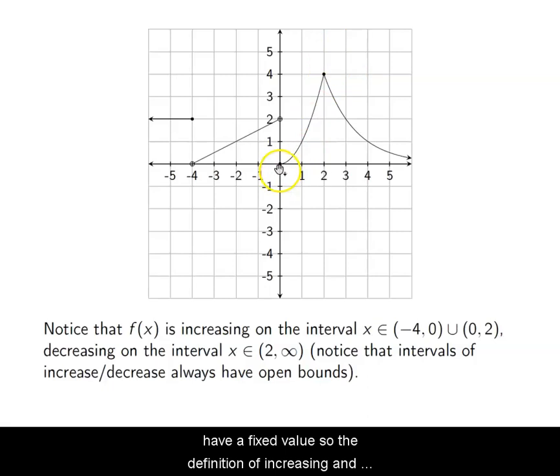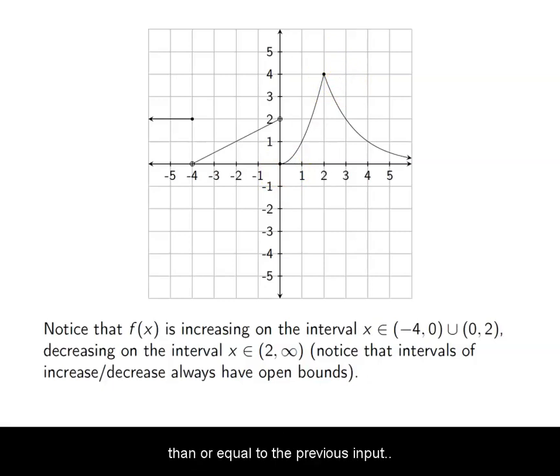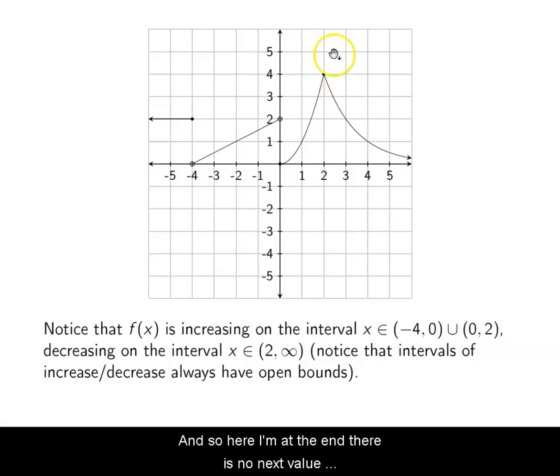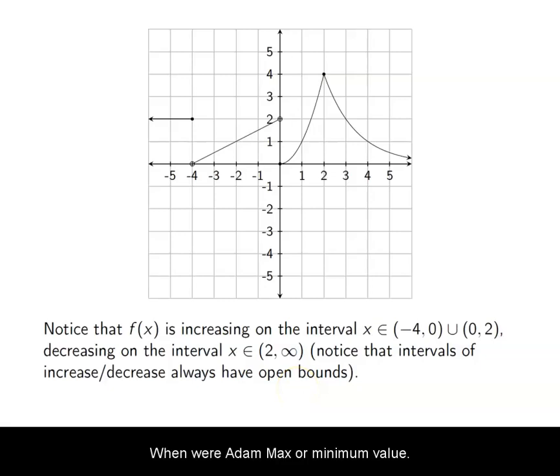The definition of increasing and decreasing means that for the next input value, I'm larger than or equal to the previous value. Here, at the end, there is no next value, because at the next value I'm actually decreasing. So I don't include the endpoints when I talk about intervals of increase or decrease. It's always going to be an open bound for increase and decrease intervals.